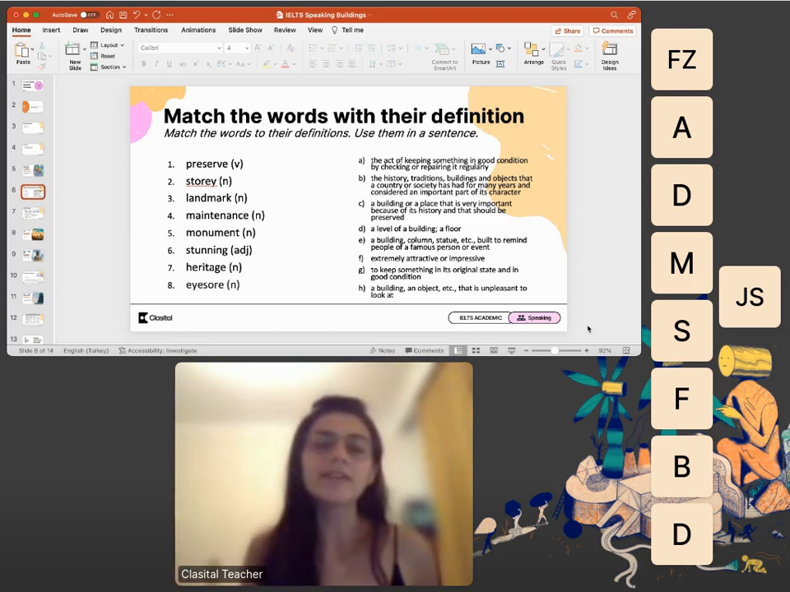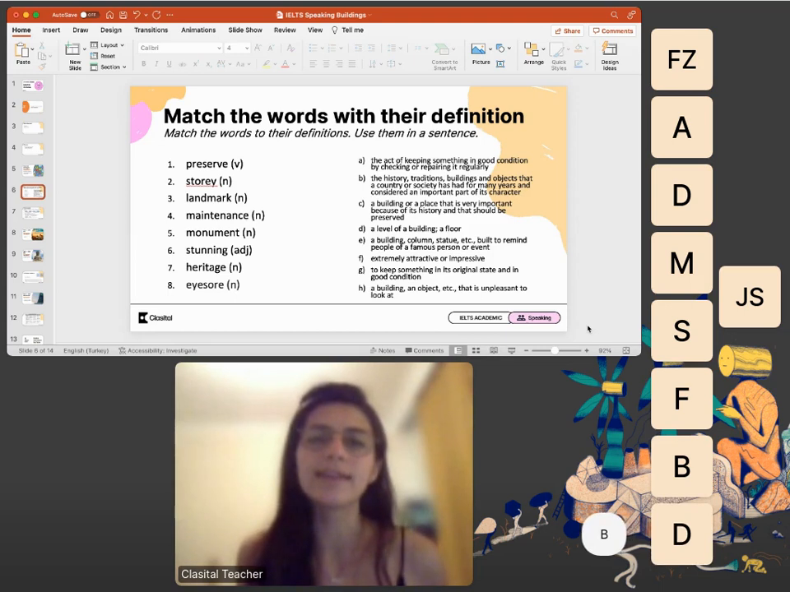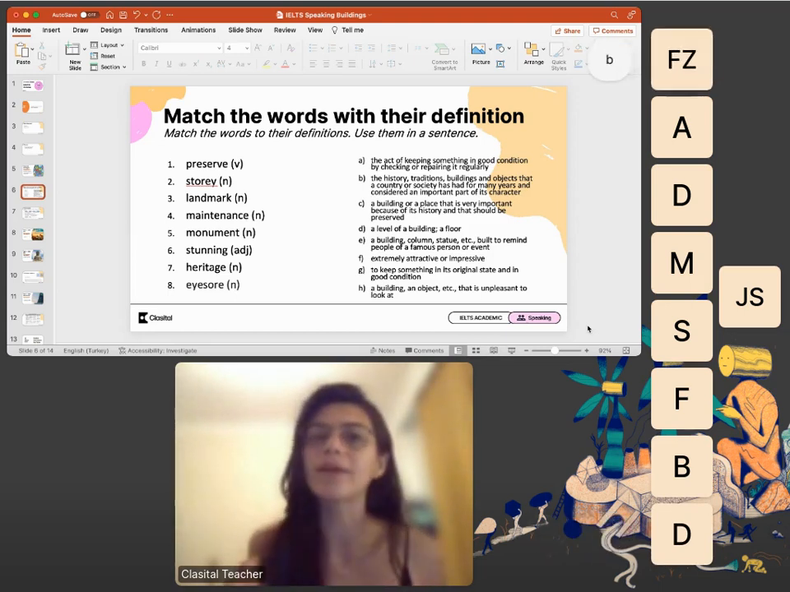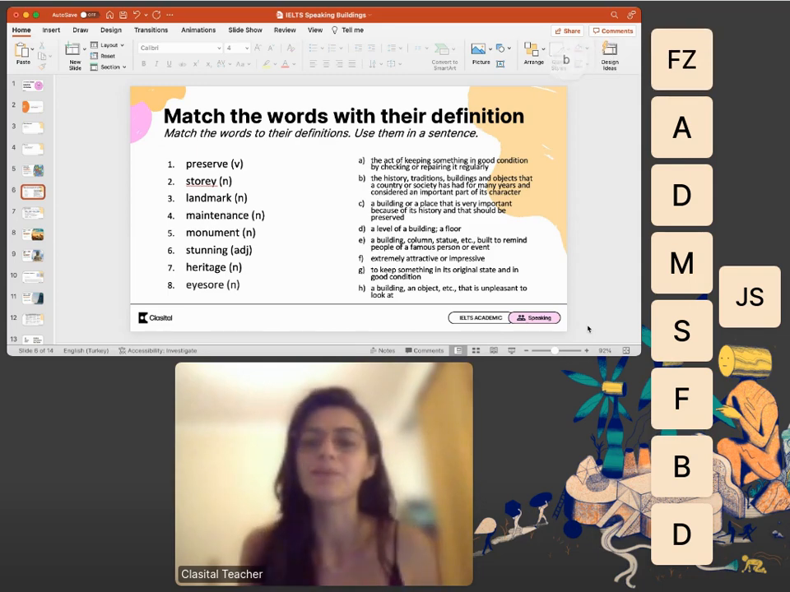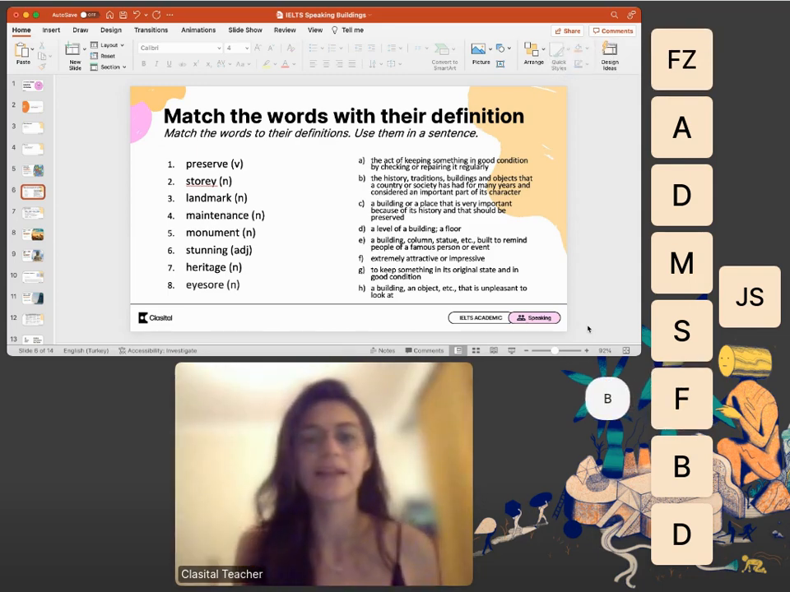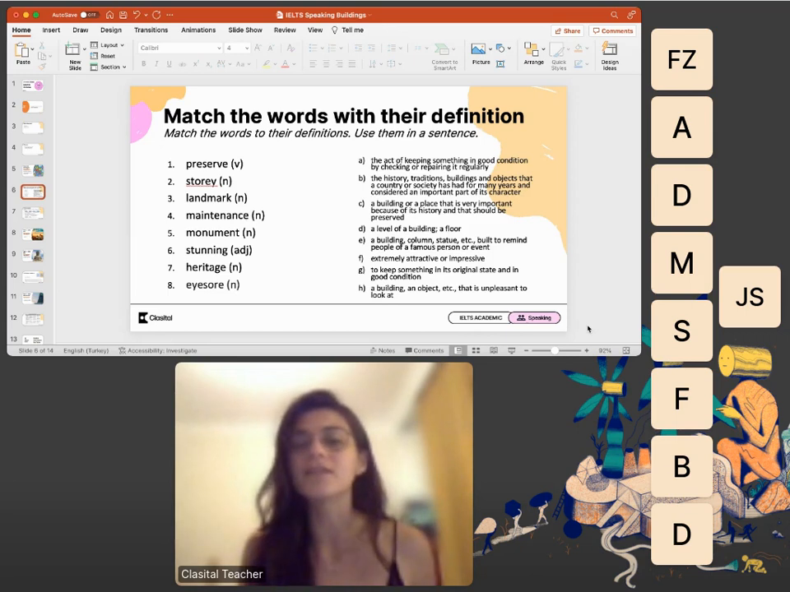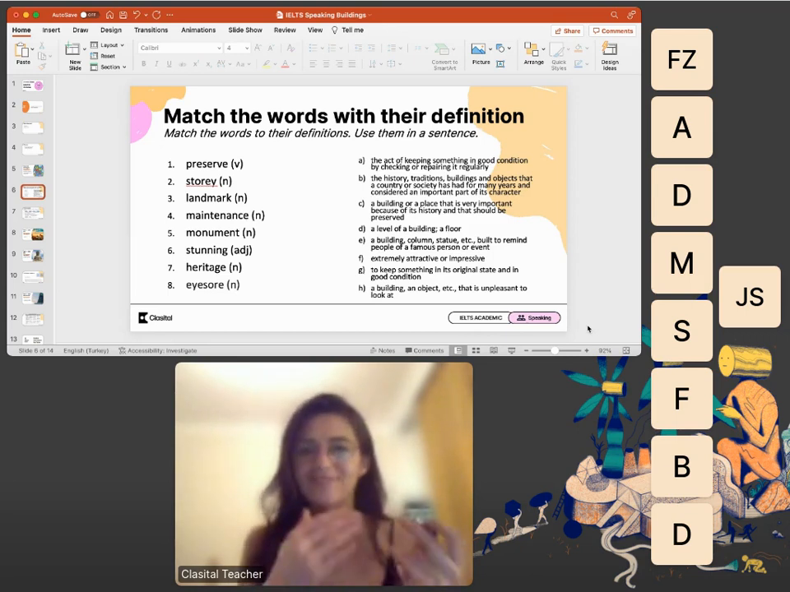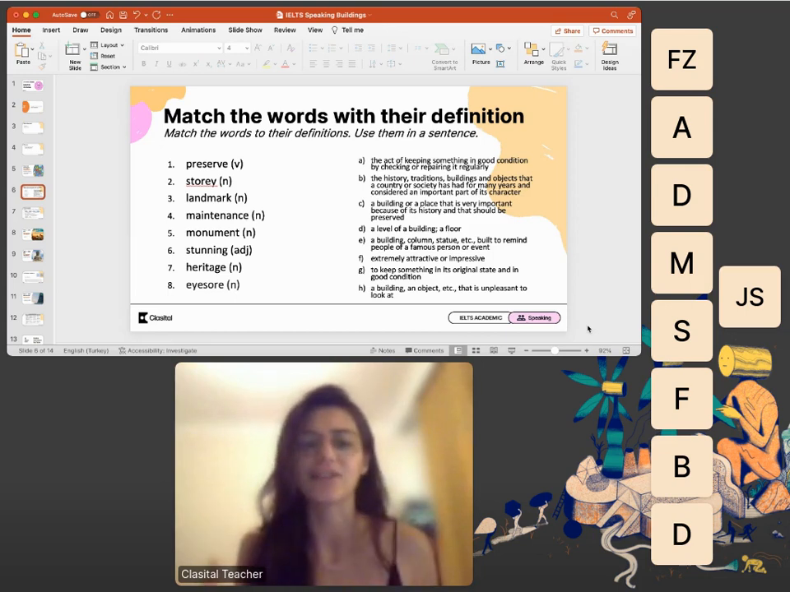Heritage. I think this is a really popular word lately because it has come to the attention of many people because it's considered really important. And it is, yes: the history, traditions, buildings, and objects that a country or society has had for many years and considered an important part of its character. When something is like that, we say it's a heritage.